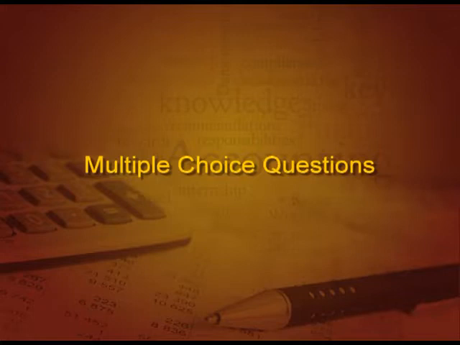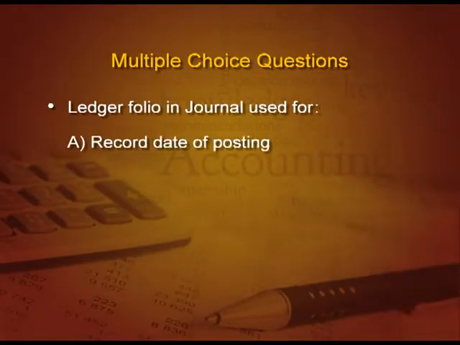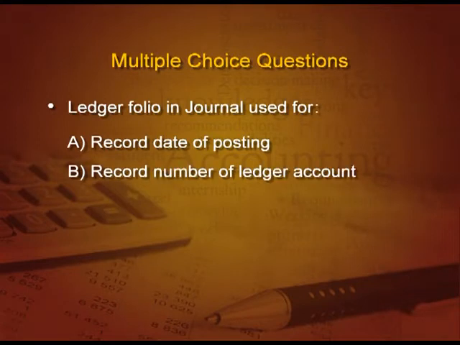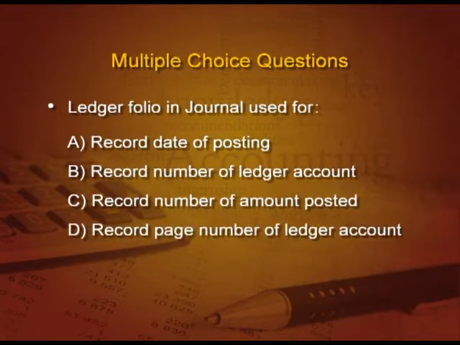Now, let us understand a few things with the help of multiple choice questions. Ledger folio in the journal is used for what purpose? A. Record the date of posting. B. Record the number of ledger accounts. C. Record the number of amount posted. And D. Record the page number of ledger account. Yes, the answer is D. We record the page number of the ledger account.